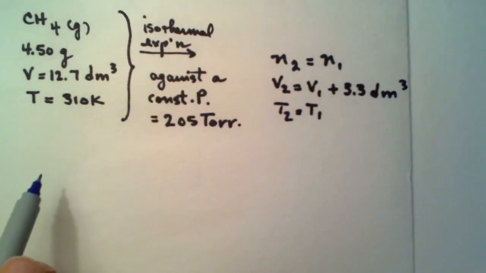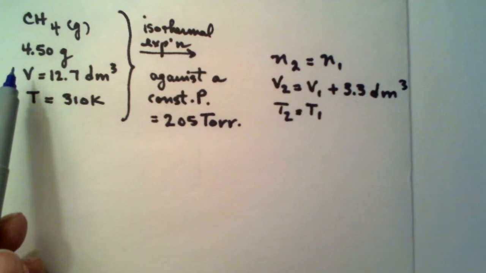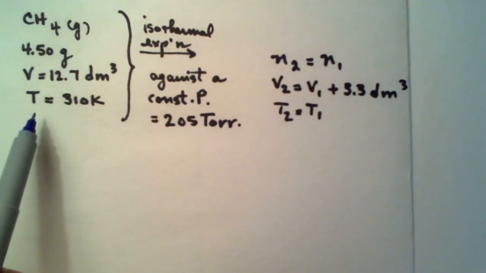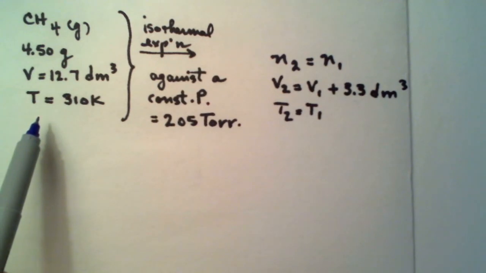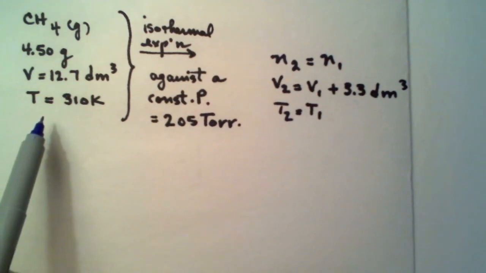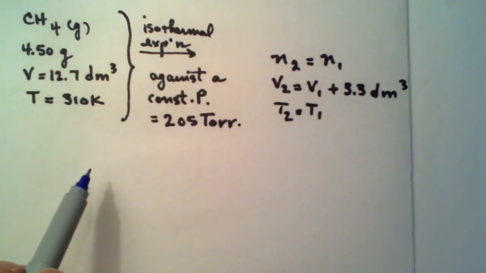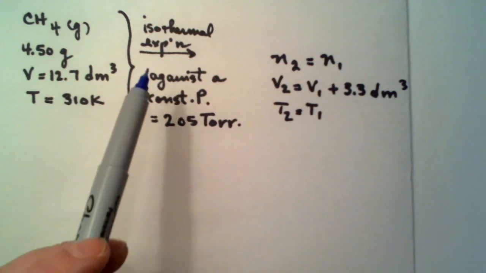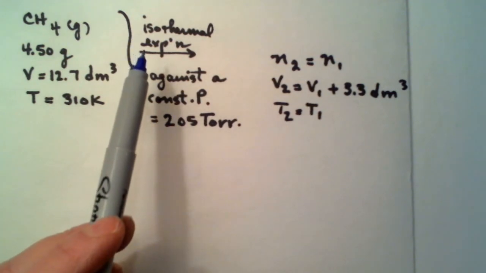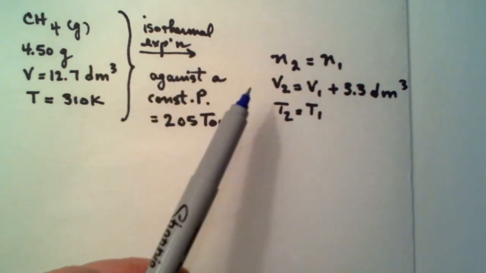In this question, we have 4.50 grams of methane gas occupying a volume of 12.7 decimeter cubed, or liters, at a temperature of 310 Kelvin. It undergoes an isothermal expansion against a constant external pressure of 205 Torr. It is a closed system, so n2 is equal to n1. We are told that it undergoes an isothermal expansion until the volume increases by 3.3 decimeter cubed.